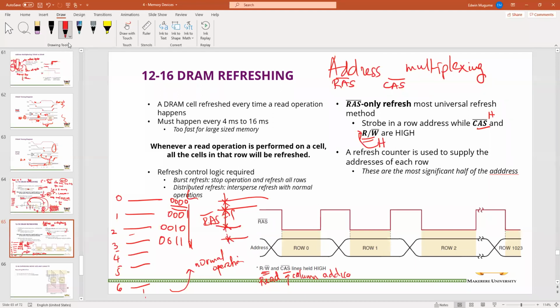So you can read that, or you could read any other column. But my point is that we don't really need to change the columns as long as we read from a row. The column within which that cell is does not matter. Everything will get refreshed. Right?